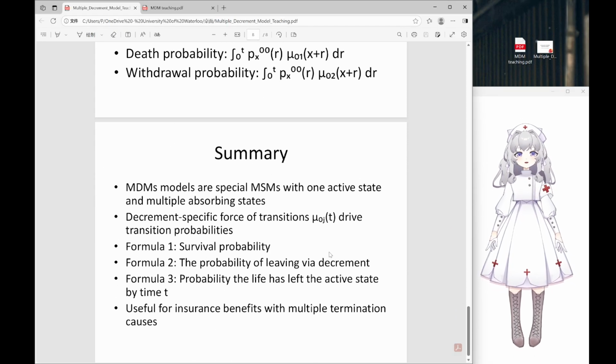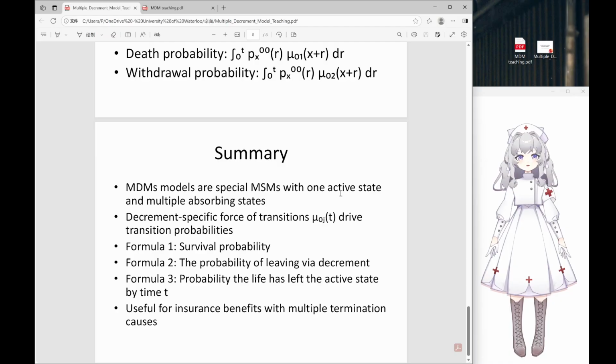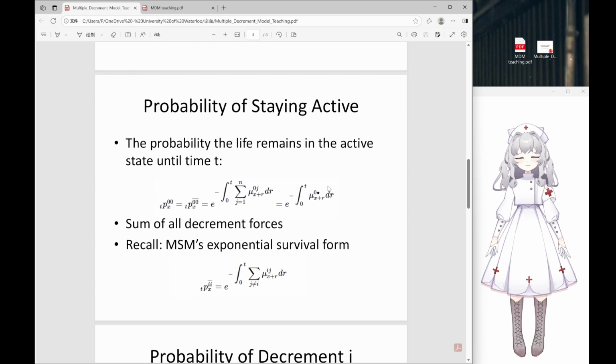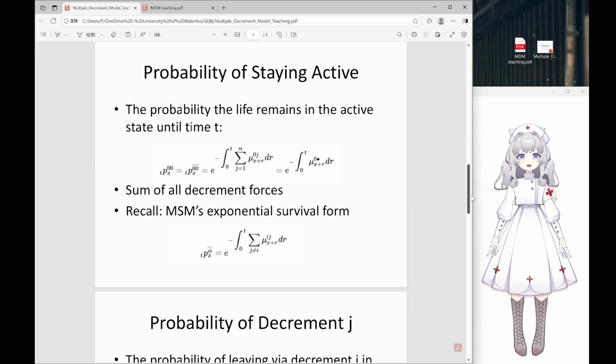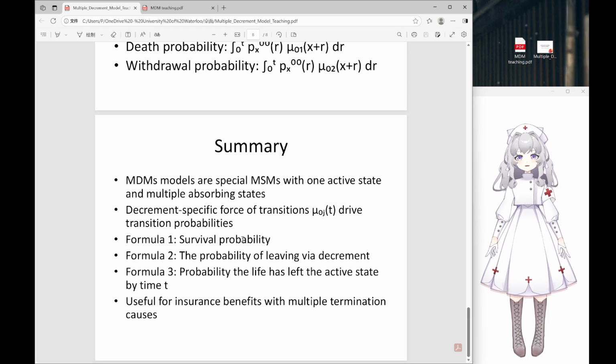Okay, we are done with all the parts today. So let's give a brief summary. First, MDMs are special MSMs with only one active state and multiple absorbing states. And second, the decrement-specific force of transition, mu^{0j}(t), drives the transition probabilities, which we can see in the three formulas, all of which have the force of transition, which is very important here. And these are the three formulas.